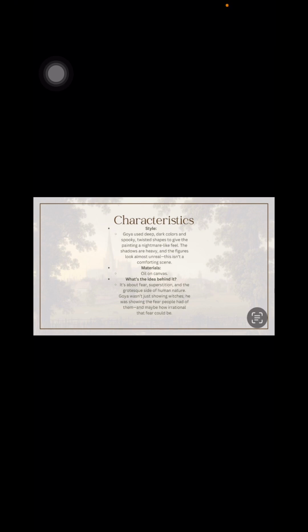The painting has a gloomy, unsettling atmosphere. This is the Witch's Sabbath painting. And the theme is the supernatural. It shows us witches, demons, and evil, highlighting the fear of the occult.